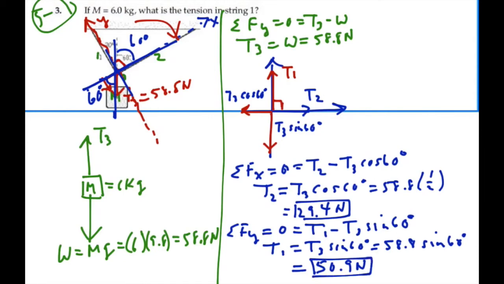So just because of the way this problem is set up, with just the freak coincidence of having a 90-degree angle between tension 1 and 2, we had an easier way to figure out what the tension was in string 1, and it's 50.9 newtons.